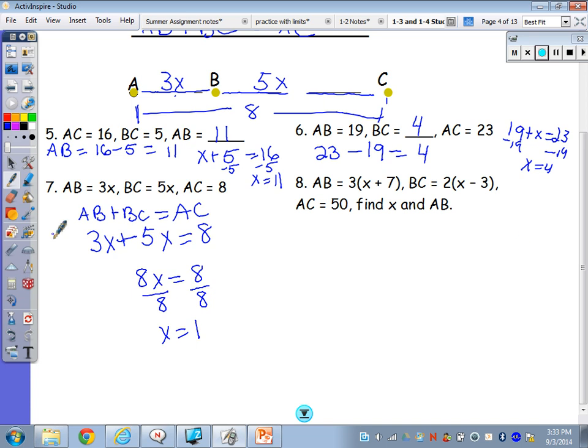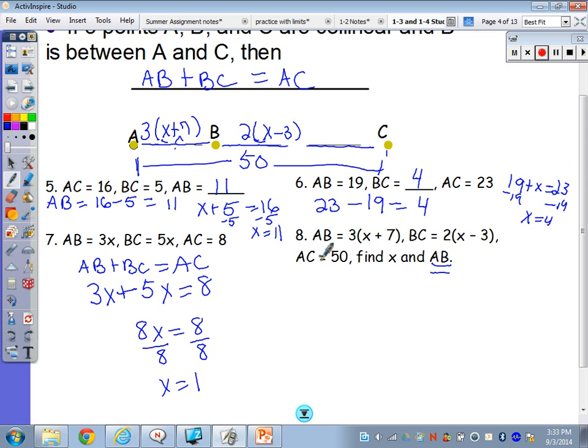Okay, the last one and the most challenging one. On this one, if I erase what we had, we get AB is 3 times the quantity x plus 7. BC is 2 times the quantity x minus 3, and AC is equal to 50. Find x, and then we need to do one extra thing, which is find AB. So again, I'm going to use the postulate above. I'm going to add the two pieces, so AB and BC, and it's going to equal the entire thing, which is AC. So I'm going to replace each part with what it's equal to above.